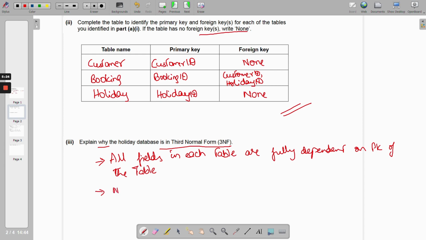The second one being there are no many-to-many relationships. There are only two one-to-many relationships. We just saw it in the previous question. So when there are no many-to-many relationships, we do consider that relation to be in third normal form. So these two are the reasons why the holiday database is in the third normal form. Let's go to the next part of the question.